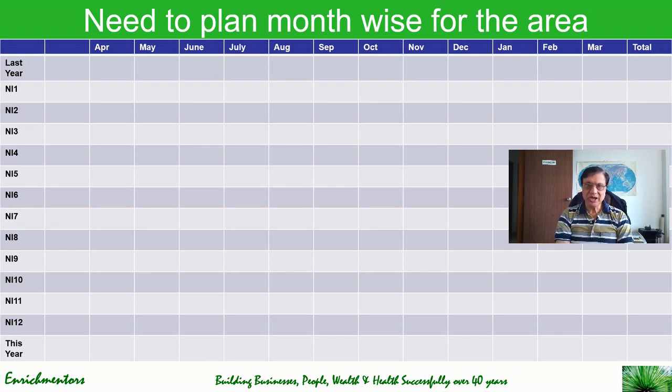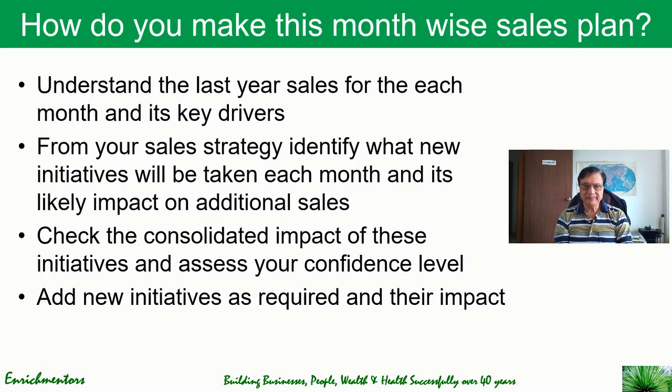Now the question is, how do you make this monthly sales plan? You start obviously with last year's sales. You first understand what happened last year, every month, what drove the sales of that month, and there you will discuss opportunities and possibly some risks. If last year this particular month was a very heavily promoted month and you were lucky to get some business, you will have to understand that your luck may not continue this year and accordingly plan what you can do this year.